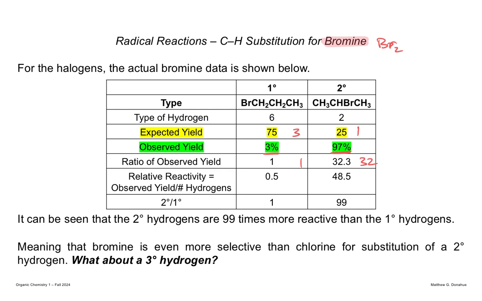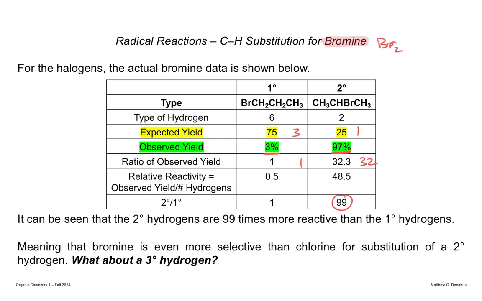The relative reactivity, you take the yield divided by the number of hydrogens, then you normalize that. And you see that when you use bromine, the secondary hydrogen is now 99 times more reactive than the primary. So it not only matters the types of hydrogens in the molecule, but what halogen you're using. And again, we're really focused on chlorine and bromine for the purposes of this course.